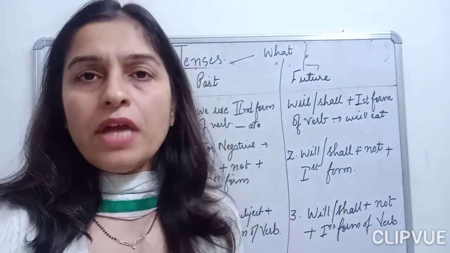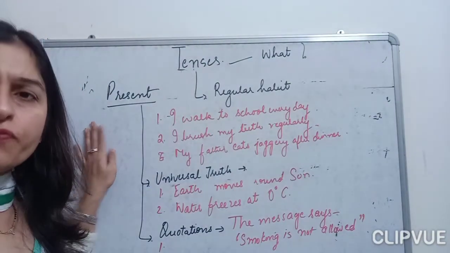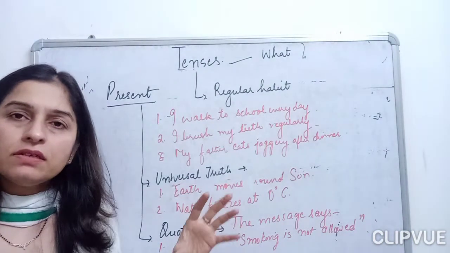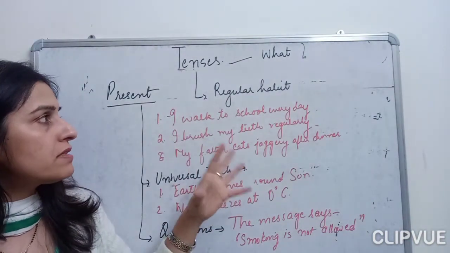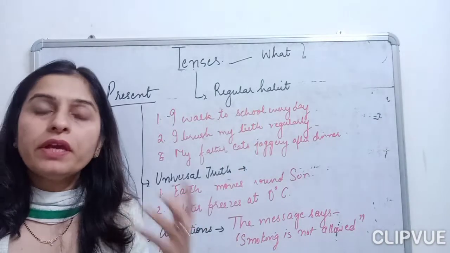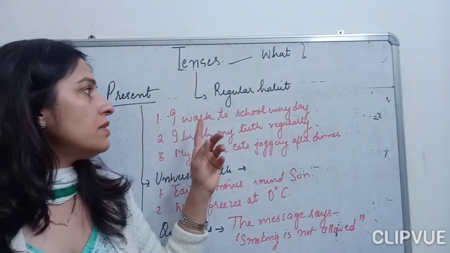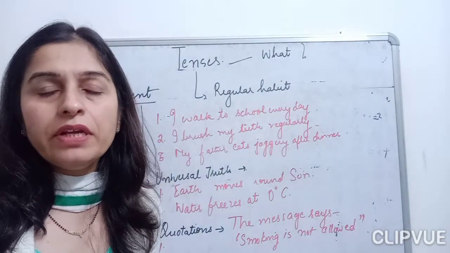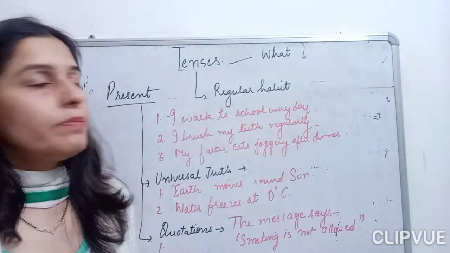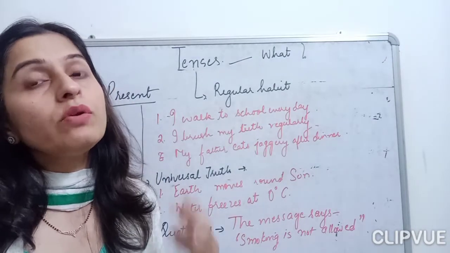things I need to tell you. Here, children, in the present tense, just a few things. Children, when we use present tense, just remember the 3 things. When we are talking about any regular habits of anyone, like suppose if I say I walk to school every day, ठीक है, ये मेरी एक regular habit है, मैं रोज स्कूल चल के जाती हूँ. Suppose second, I brush my teeth every day, regularly. ये मेरी एक रोज की habit है.